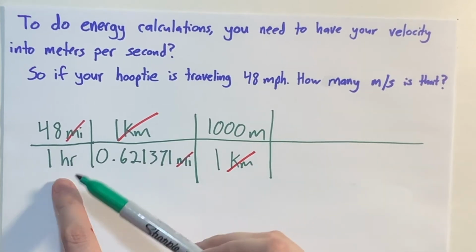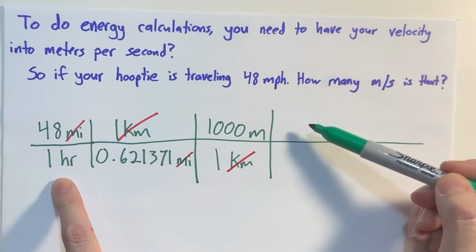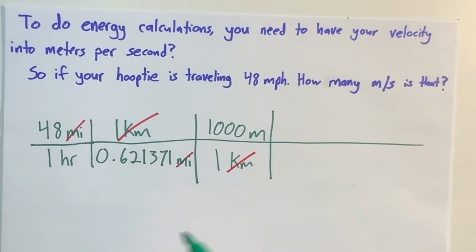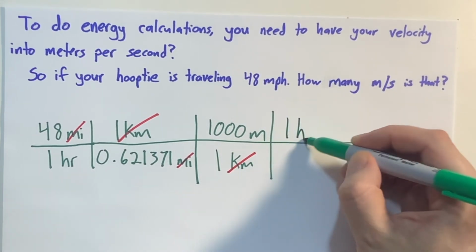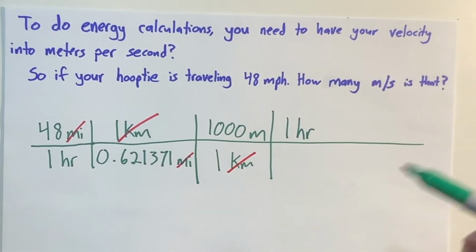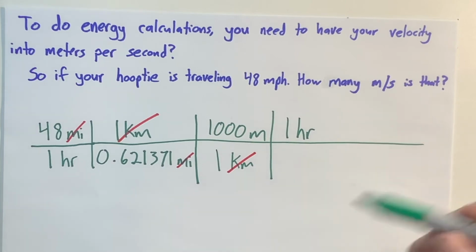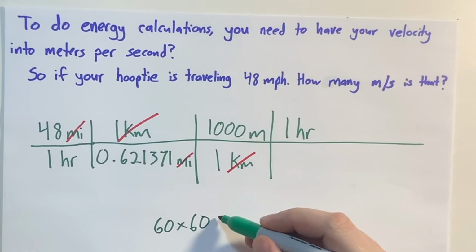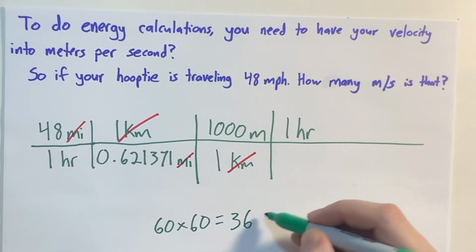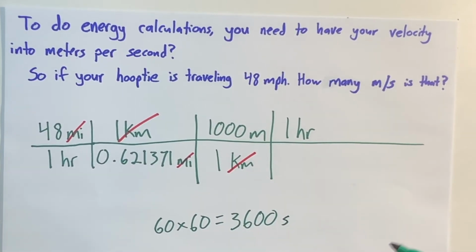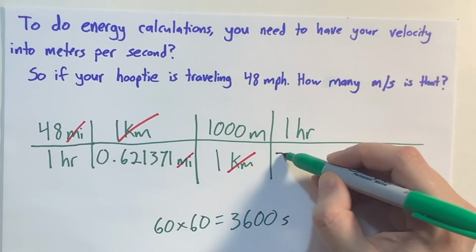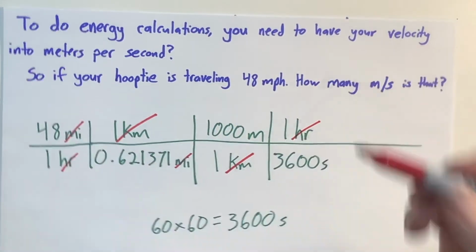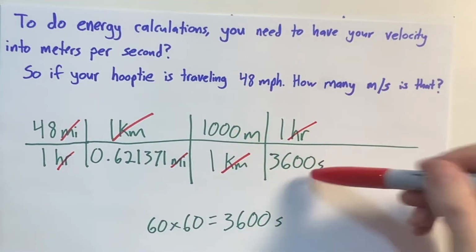Here, hour is in the bottom, so hour needs to be in the top over here. Remember, for them to cancel, they have to be on opposite sides of that dividing line. So I'm going to do 1 hour. Now I can convert hours to minutes or minutes to seconds, but I'm also super lazy, and I know there are 60 minutes in an hour and 60 seconds in a minute, so there are 3,600 seconds in an hour. So I'm just going to do that. Now hours cancels because I have 1 at the bottom, 1 at the top. Now I have meters per second.